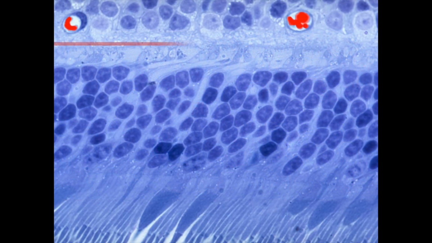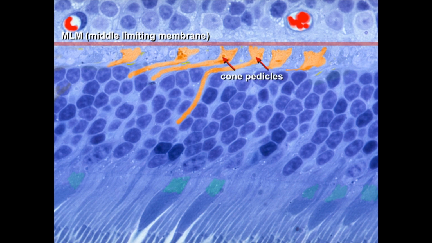The red line highlights the location of the linear zone of synapses in the inner part of the outer plexiform layer, called the middle limiting membrane. Here, triangular cone pedicles and oval rod spherules synapse with the dendrites of bipolar cells and horizontal cells in the inner nuclear layer. Several cone axons or Henle fibers are visible.